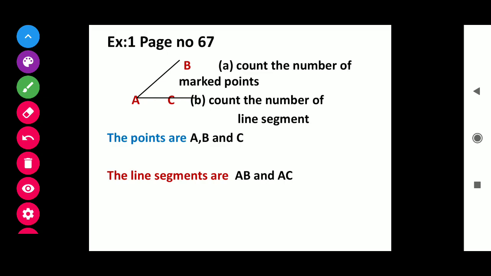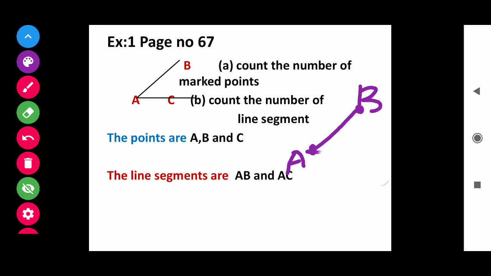Next one. Here one figure is given. The angle is like this, BAC. Now you have to count the number of marked points and the number of line segments. So here the endpoint is here. If we forget this AC, this is one line segment which has two endpoints.